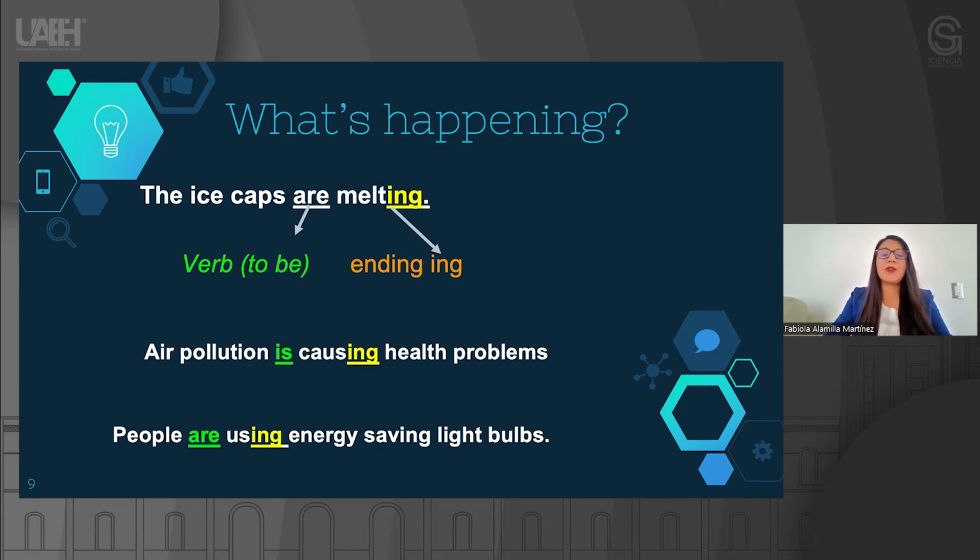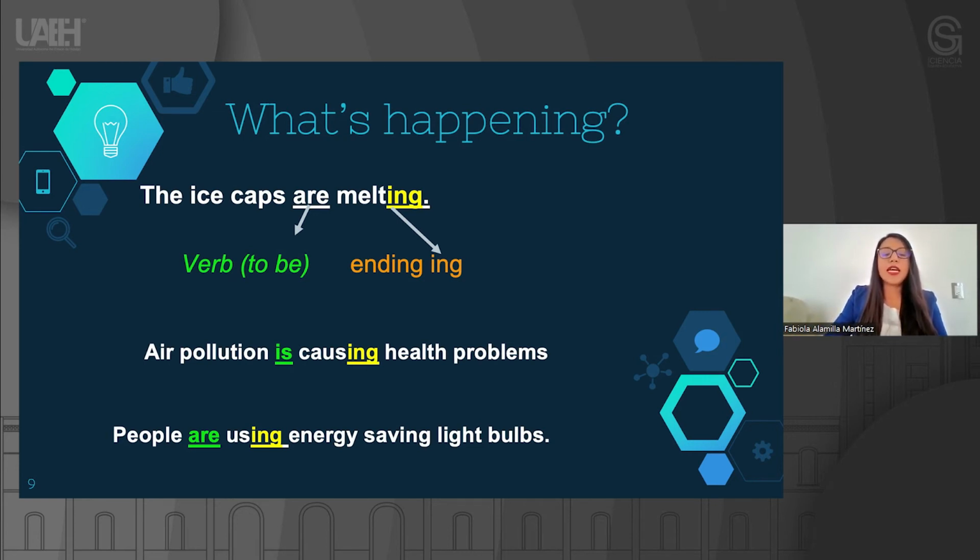In this case, we need to remember that with the subjects we, you, they, we are going to use are, right? And at the end of the verb, we will use ing, in this case, melting, right? And remember that we are using this structure with all the things that are happening at this moment, right?